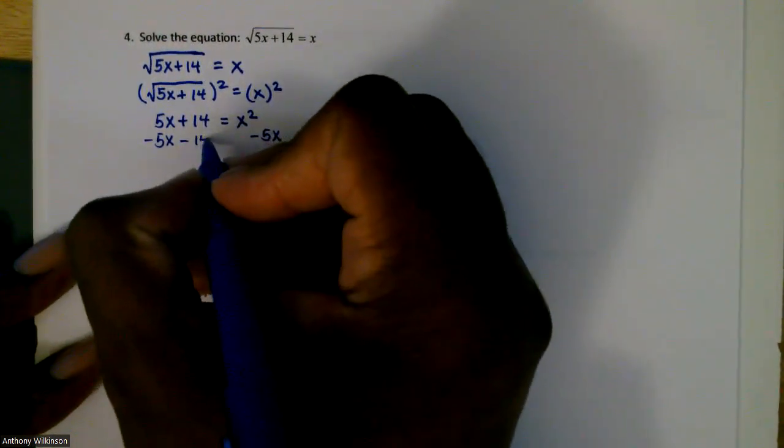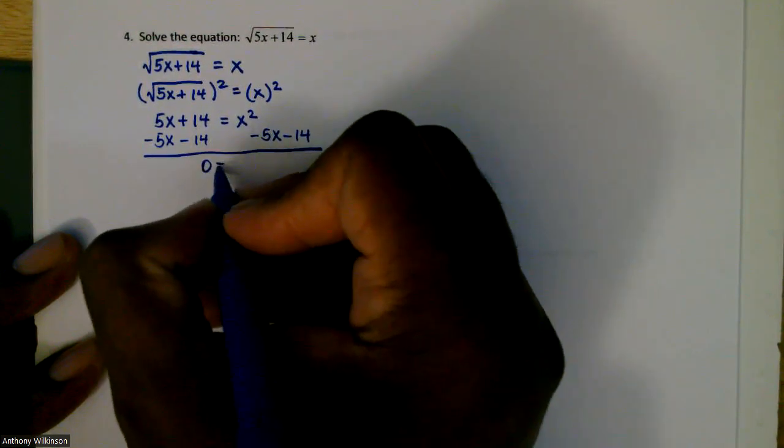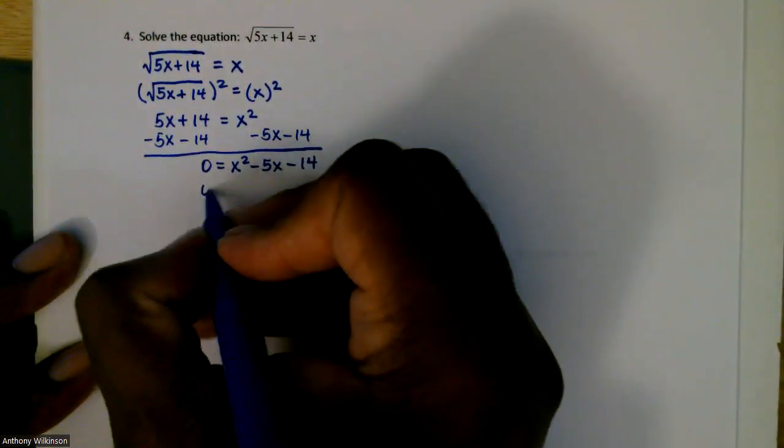And also I'm going to subtract 14 on both sides of that equation. So that means I have 0 is equal to x squared minus 5x minus 14. That's going to be equal to 0. Now notice I have a quadratic equation. I can factor that into two binomials on this side.